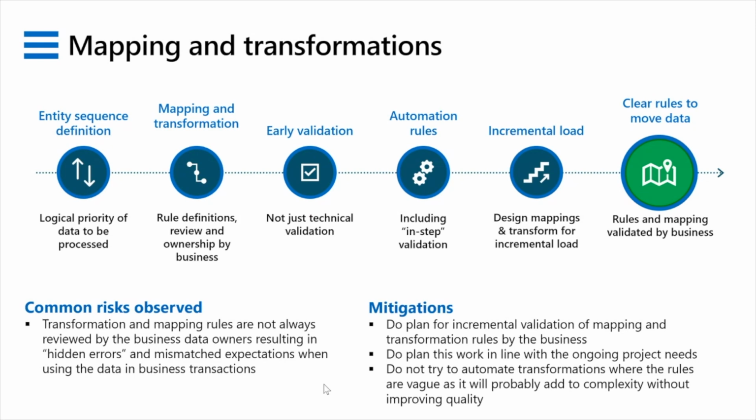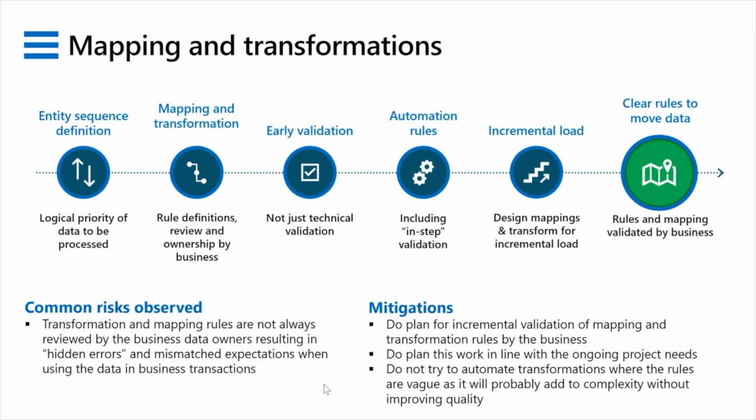So the strong recommendation is where you've got transformation and mapping rules, make them explicit, share them with the business data owners so they understand what is happening to that data. Make sure they understand why you need to do it, what you're doing with it, how it's going to be better, how it's going to be fit for purpose in the target system, and make sure they're involved in that process so that it's clearly visible and you catch any of those kind of hidden errors early on in the project.